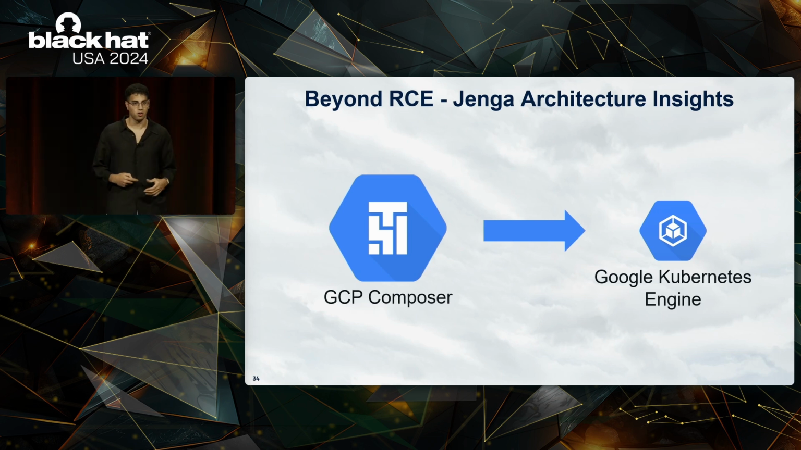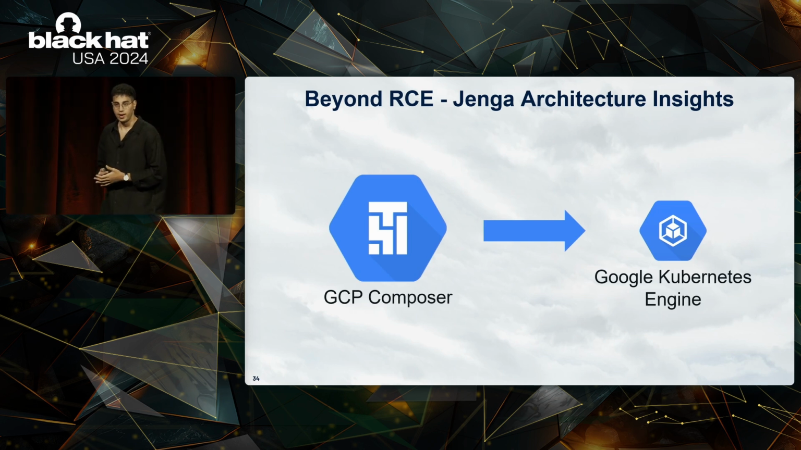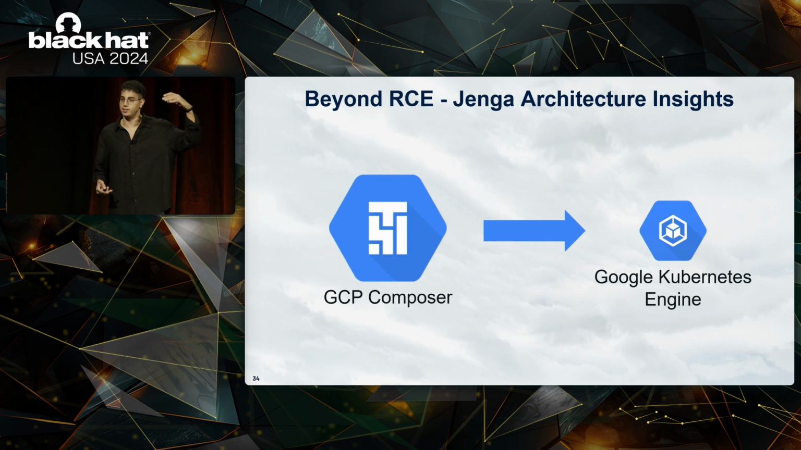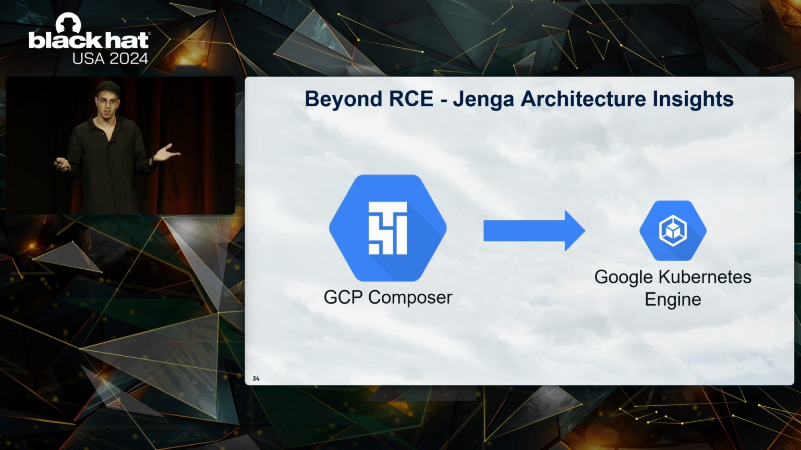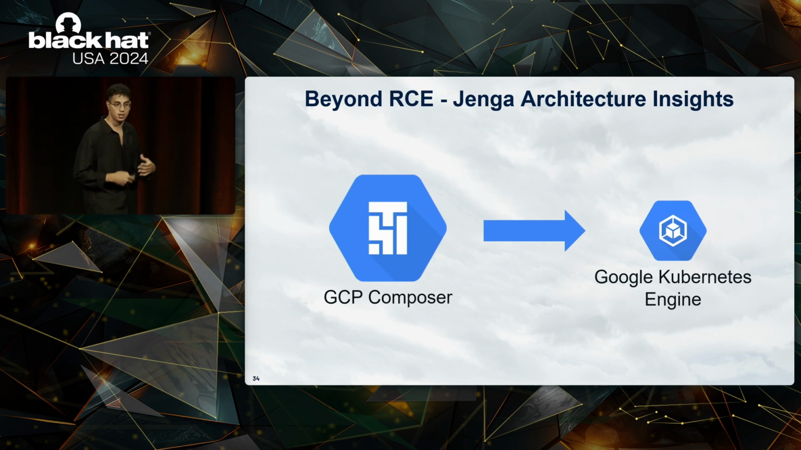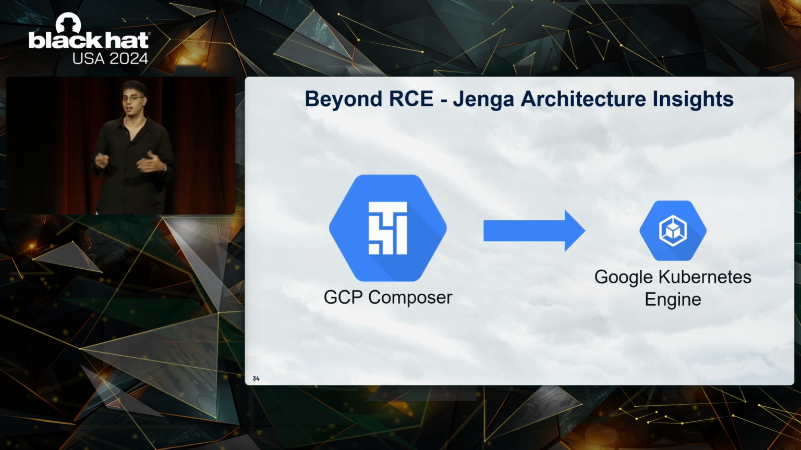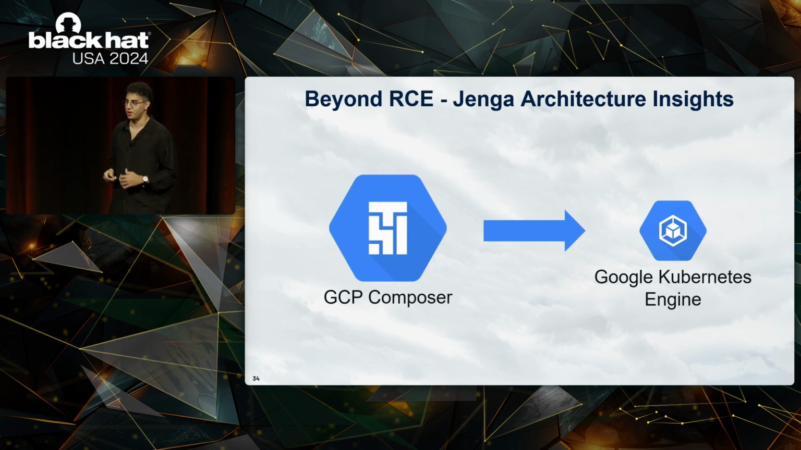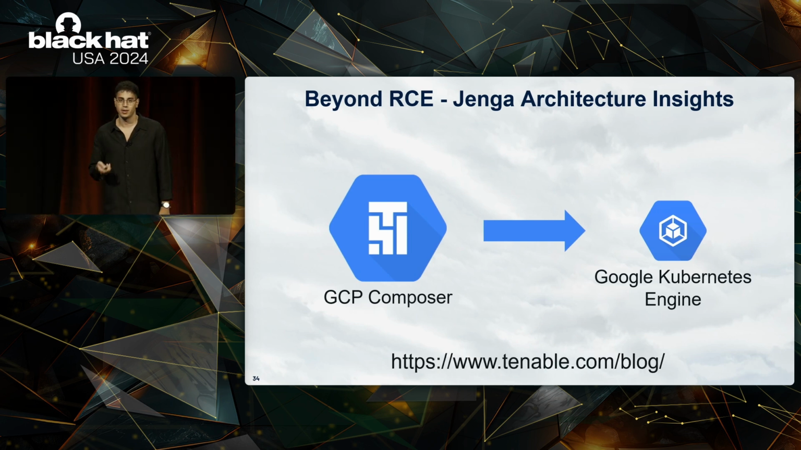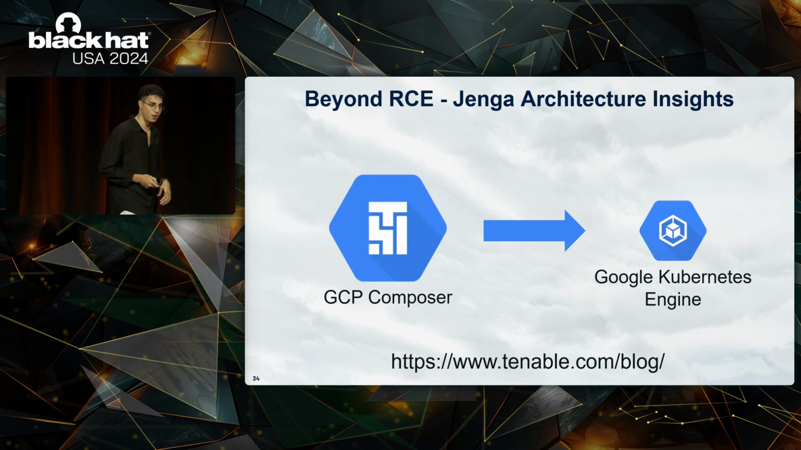So back to the Jenga concept we have talked about, cloud providers build their services on top of each other. And in that case, GCP Composer is built on Google Kubernetes Engine, another Google service. So the Jenga concept comes into play, and I can abuse the Google Kubernetes Engine service architecture in order to escalate privileges and do some more fun stuff. If you want to learn more about it, make sure to visit our Tenable blog, because a blog about the vulnerability, and this as well, will soon be published.